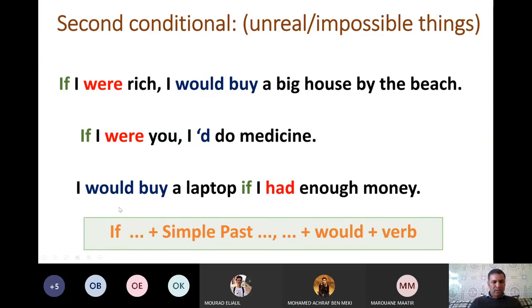Also, the third example, I would buy a laptop if I had enough money. It means now I don't have enough money, so I cannot buy a laptop. I'm just supposing the opposite, something opposite of reality.